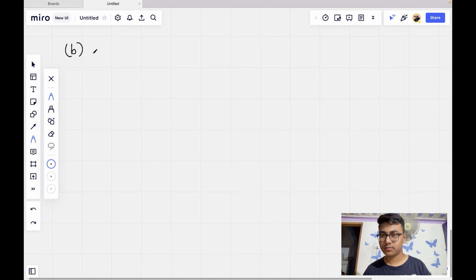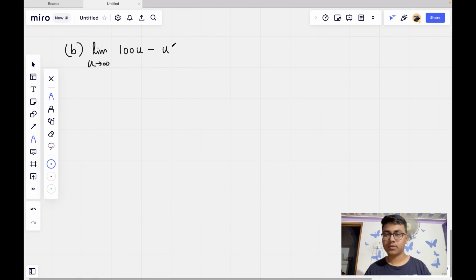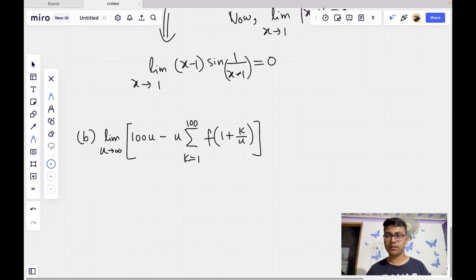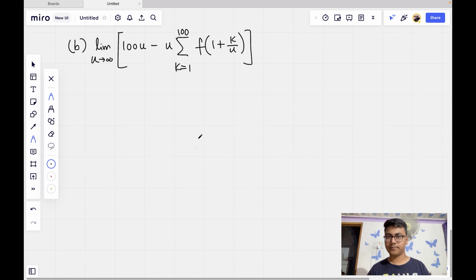The limit as u tends to infinity of 100u minus u times the summation as k goes from 1 to 100 of f of 1 plus k over u. I just want to check it's recording, right? Yeah, sorry for that. So this was the limit, right? We'll check once again. Yup. So this is the limit we want to evaluate.